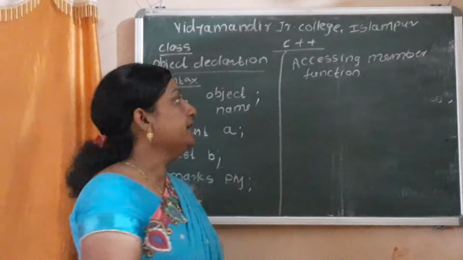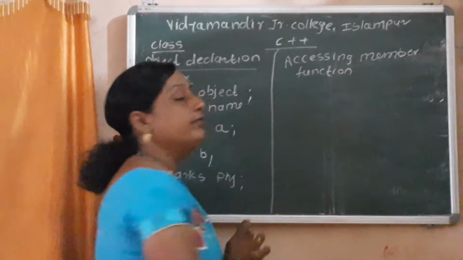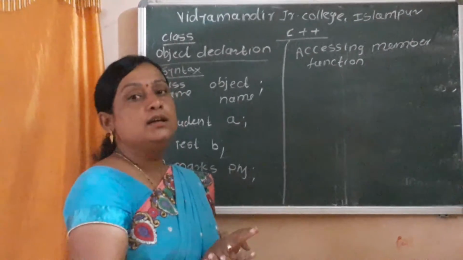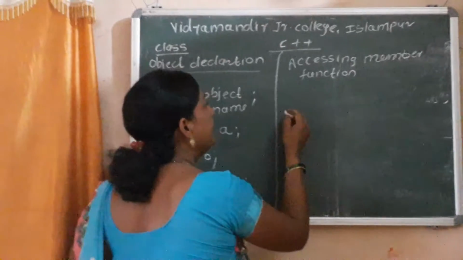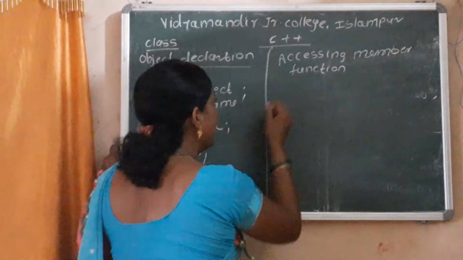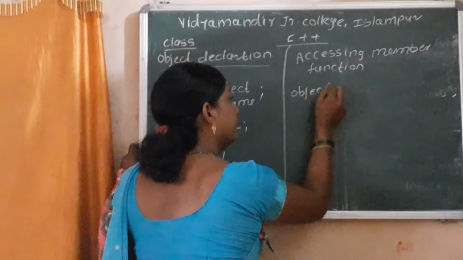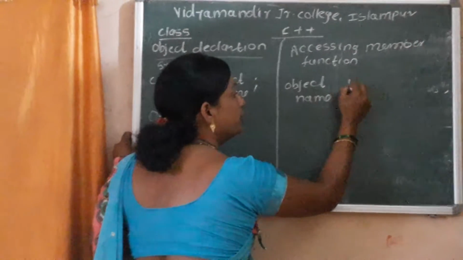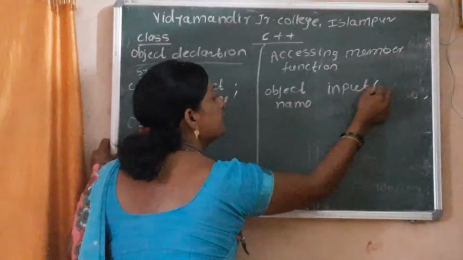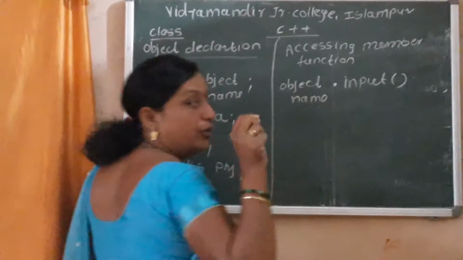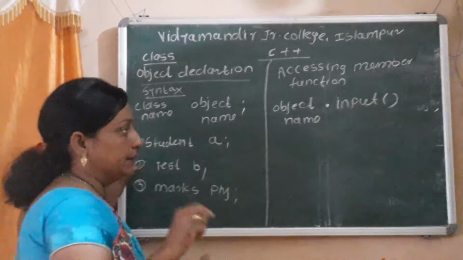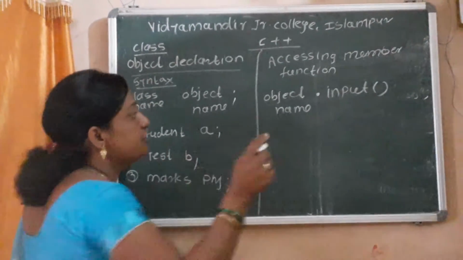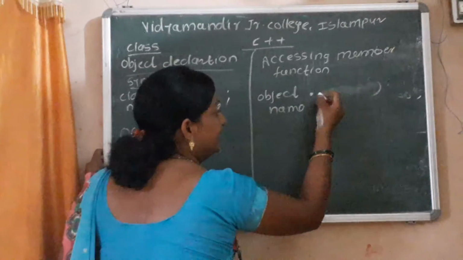Fourth part of the class is accessing a member of a class. How can the member function be accessed by using the object? There is also one syntax. First we give the object name and then we give the function name. Suppose I use the input function. Here is a dot operator or period operator. That is, first the object name and after that the function name, any function name.